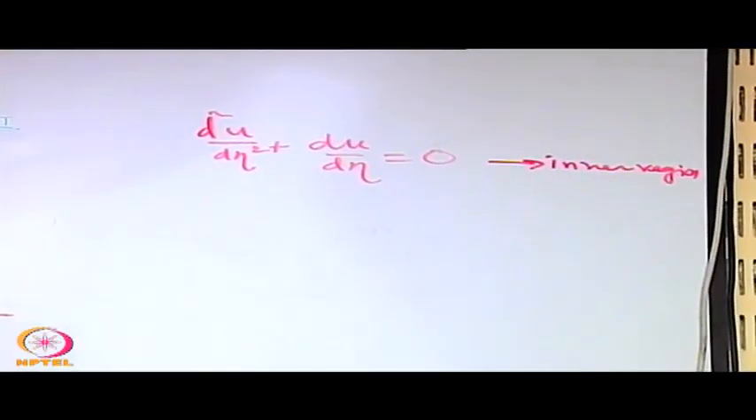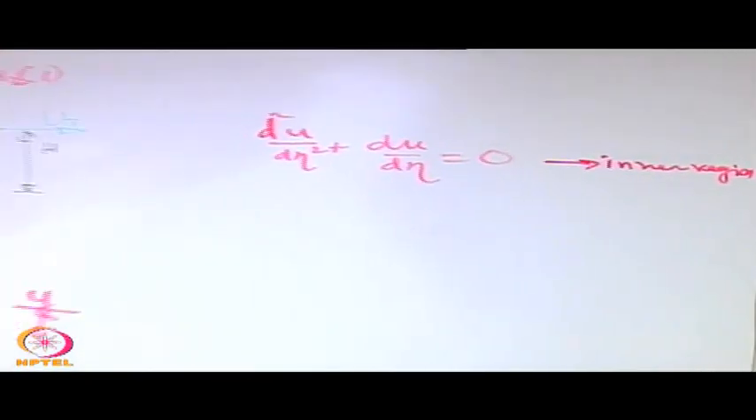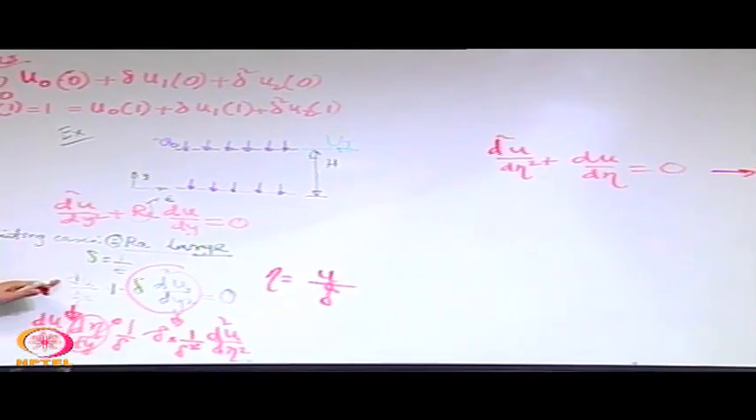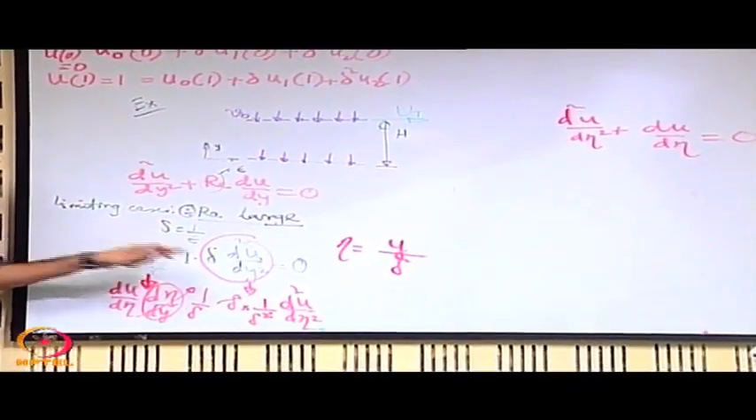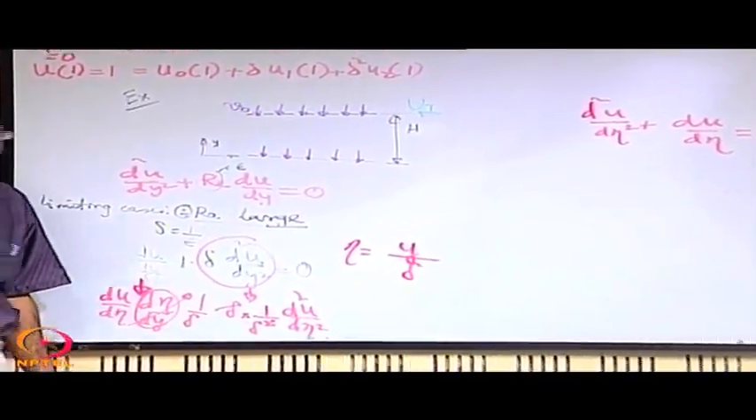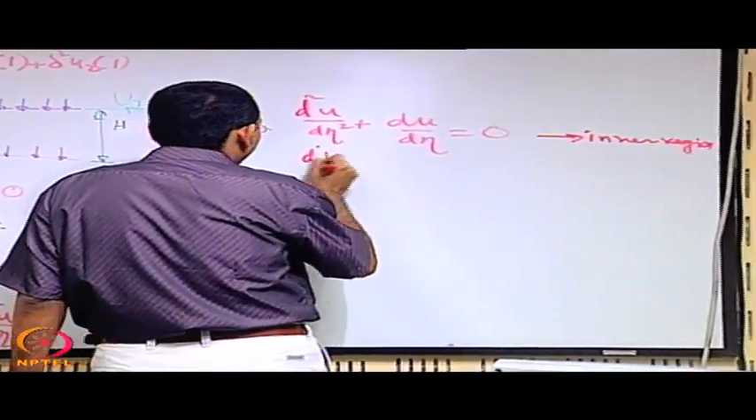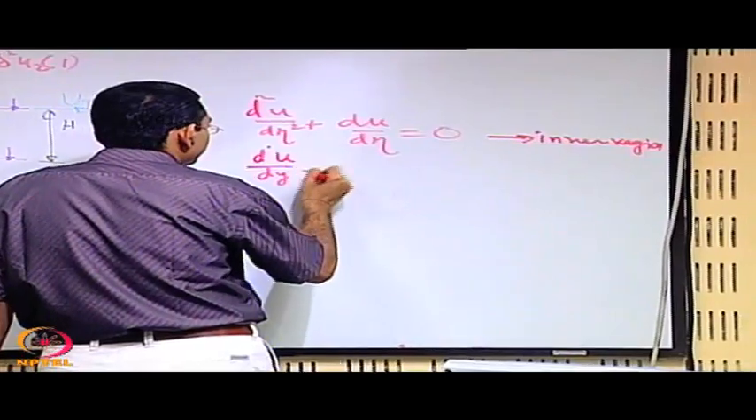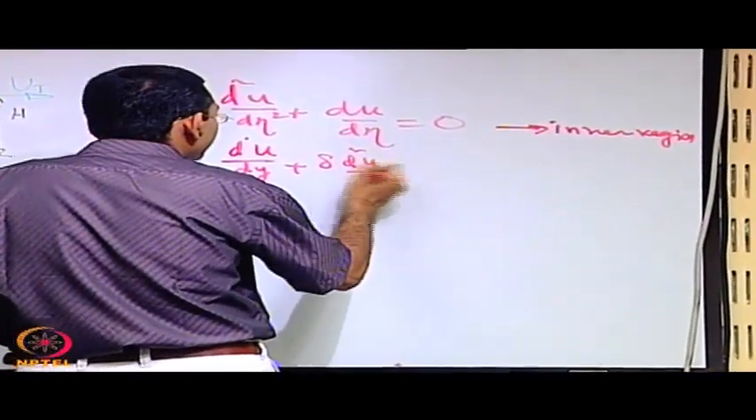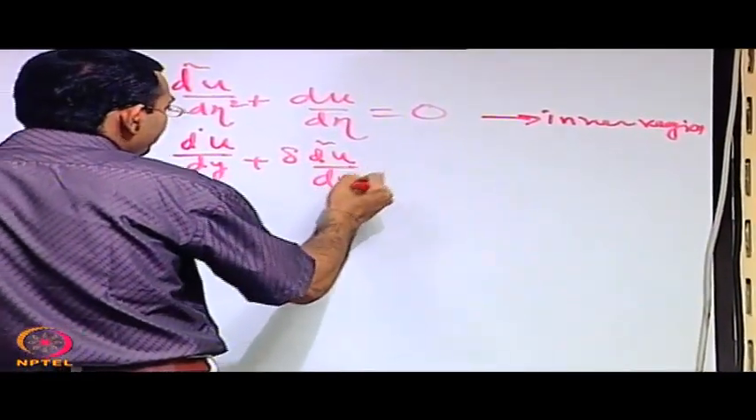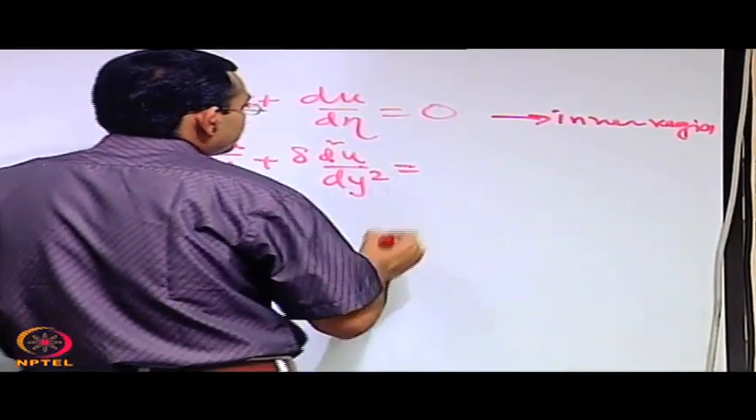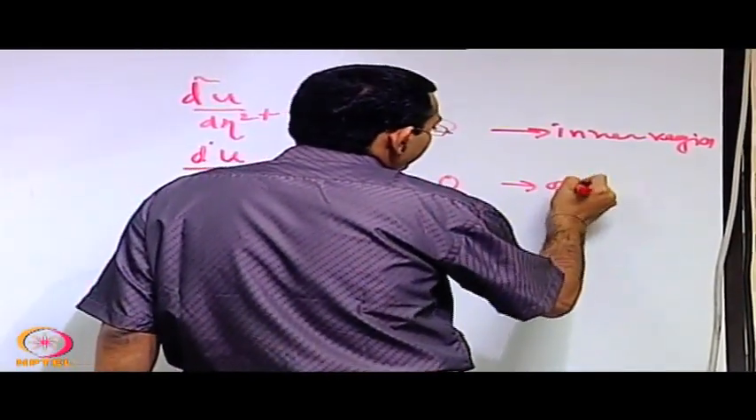In the outer region, that is outside the boundary layer, this equation is fine. It should have no problem, because outside the boundary layer the resolution of the boundary layer is not important. So for the outer region you can still use the original differential equation, but with a rescaled variable. This is the outer region.